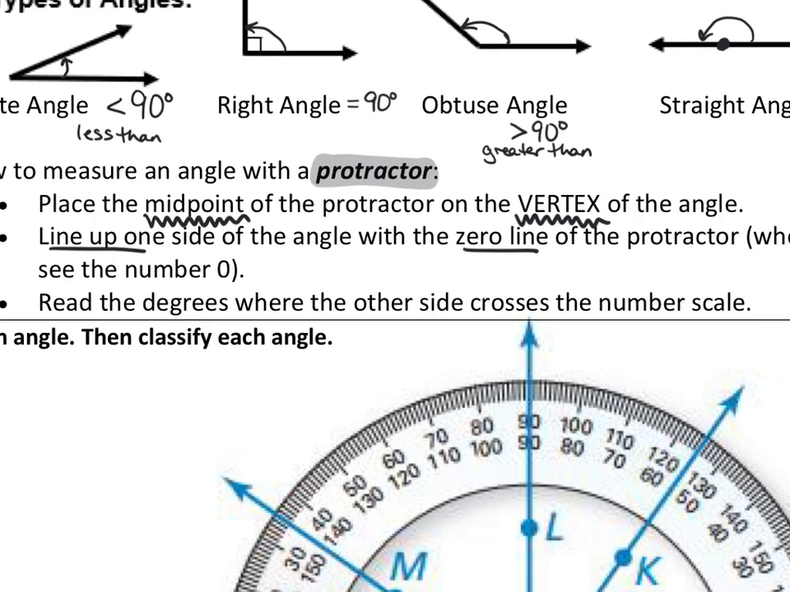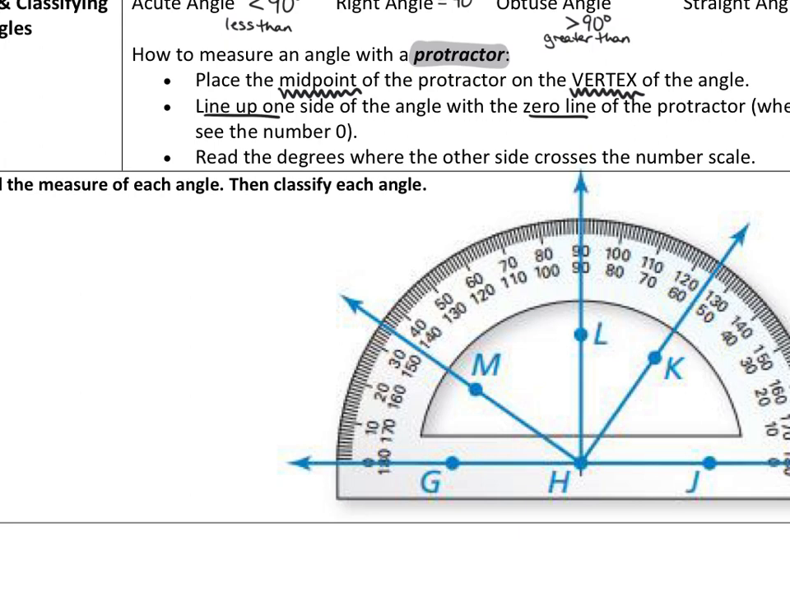Meaning, like on these 2 examples, if I wanted to measure GHK, grab a colored highlighter for me. GHK. So if I go G to H to K, that's the angle I'm measuring. Notice that my vertex is in the center of the protractor, here, and that one of my edges is lined up on 0, here. Do we see that? All we have to do is measure this angle.